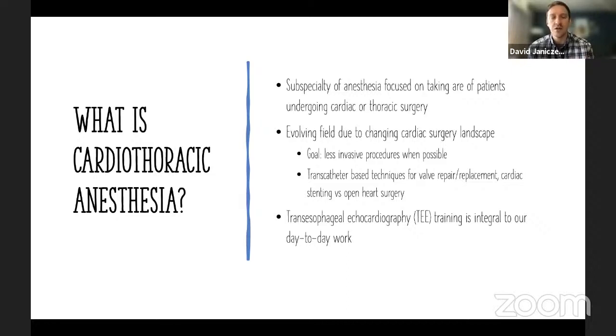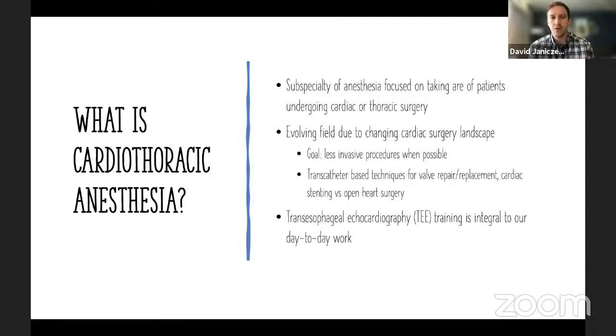So, 10 or 15 years ago, there was a lot more cardiac surgery going on. People were getting their chests cut open. It was a different time. And so now we have a little bit more transcatheter based approaches. I'll go over what that is in a few minutes here, but we can replace your valve. We can do cardiac stenting if you have blockages in your heart. And so those are a little bit less intense, less invasive, and still have good outcomes.